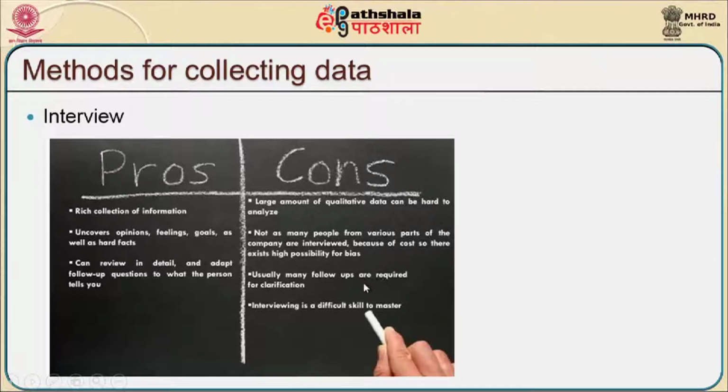Usually many follow-ups are required for clarification. To the same person, we may not be in a position to interview, because at times we may have wanted more clarity, so we are not able to find the same person for getting clarity on the same information. Interviewing is difficult to master.